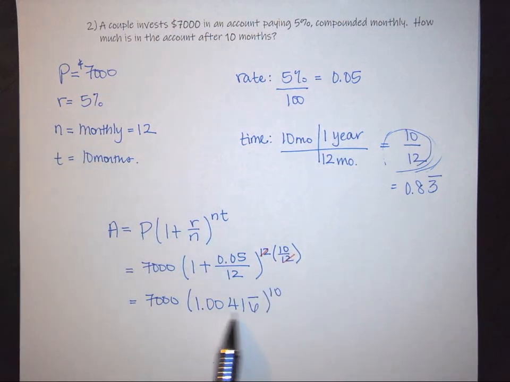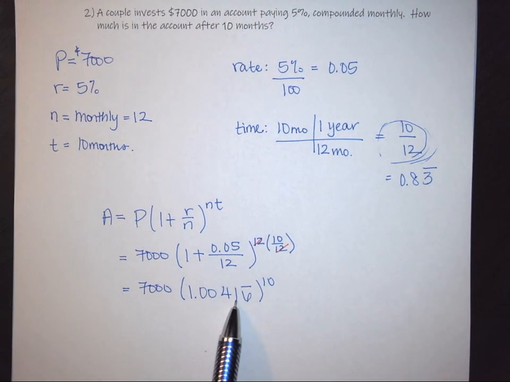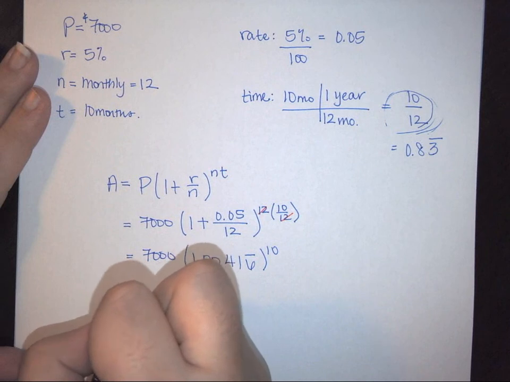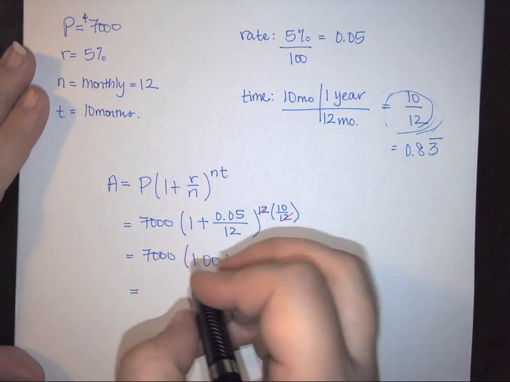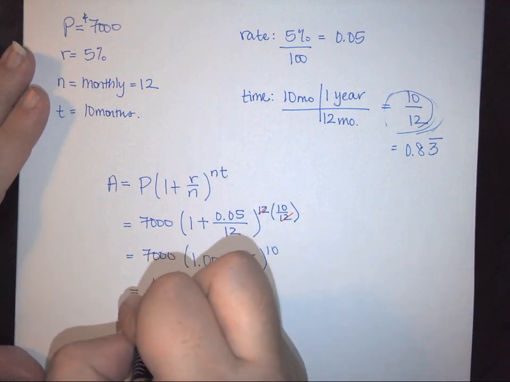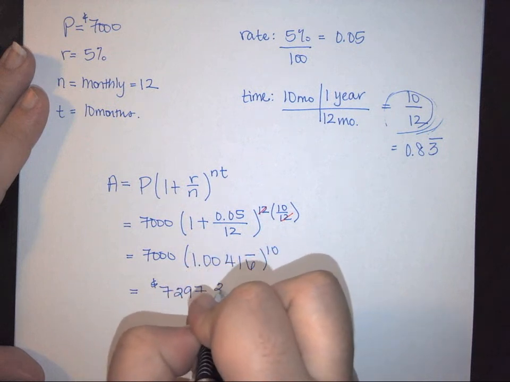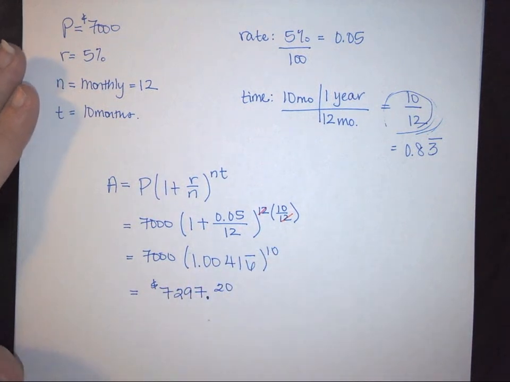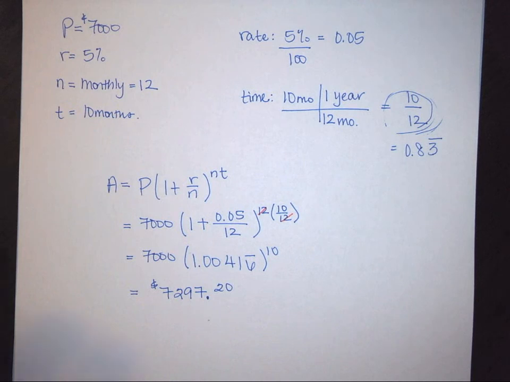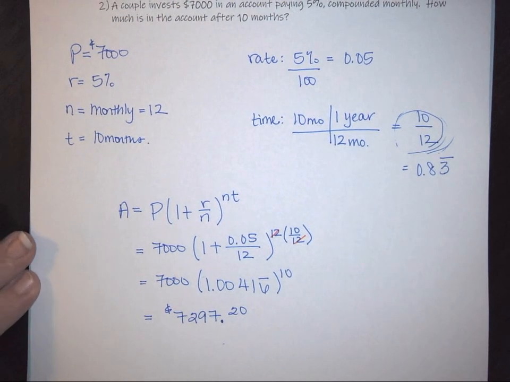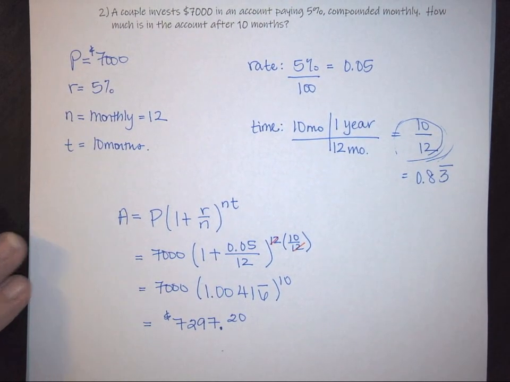So once you have this value in your calculator, I would raise that to the 10th, or you multiply it times itself 10 times, and then at the end multiply by that 7,000, and you should come up with $7,297.20 in your account. So those are just two quick little examples on compounding interest based on the information that has been given.